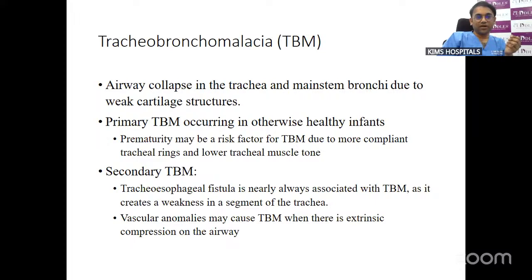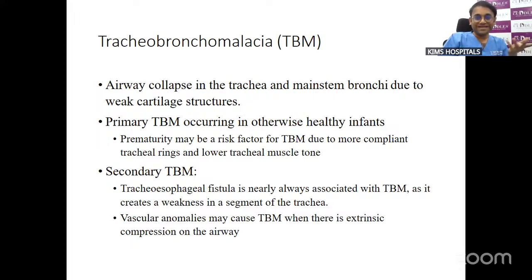Next is tracheobronchomalacia. It may not be laryngeal, it's a bit lower, but for the sake of completion we'll cover this also. Tracheobronchomalacia is dynamic airway collapse in the trachea and the main stem bronchi due to weak cartilage structure. It can be primary, usually in premature babies and bronchopulmonary dysplasia babies, who have prolonged oxygen and ventilation requirements. We usually don't do bronchoscopy in these babies. If you do, they may have a mild to moderate amount of tracheobronchomalacia.